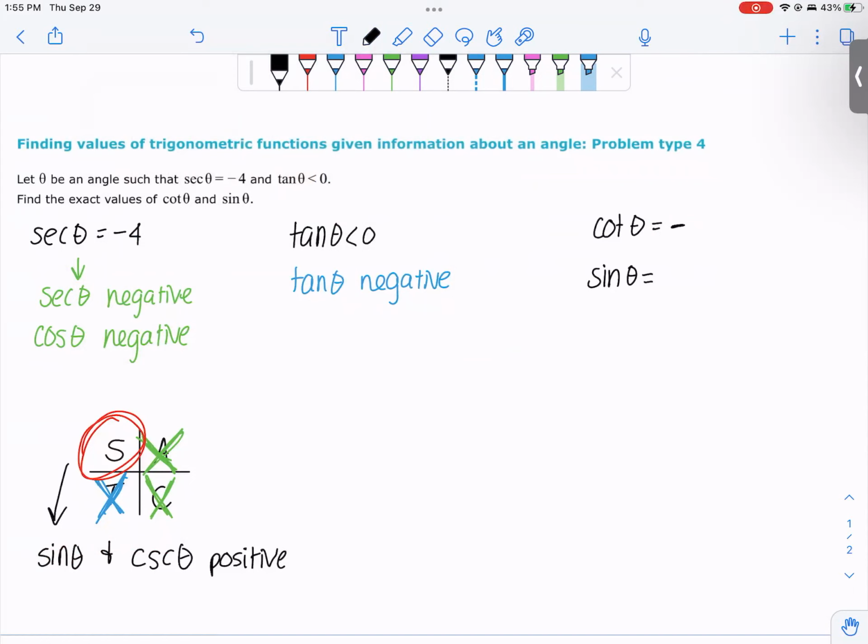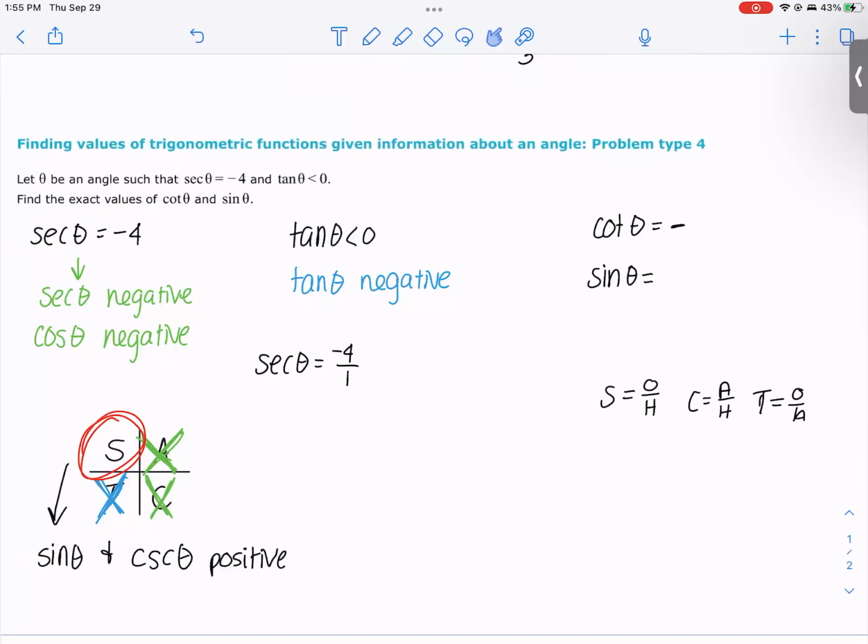We are going to do a SOHCAHTOA. With the SOHCAHTOA, we're looking at secant over here. Secant of theta is equal to, now I'm going to write this as -4 over 1, and we're just going to ignore the negative sign. We're ignoring it because we've already taken care of the negative sign.